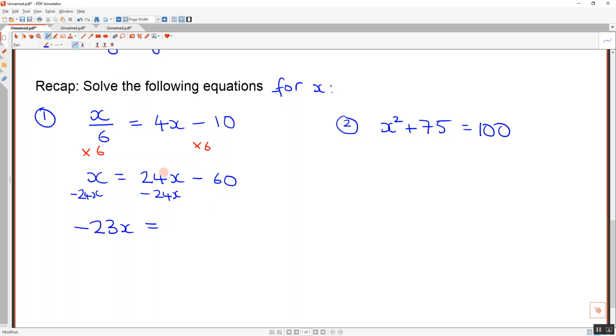And what am I left with on the right hand side then? Negative 60. Now what? Yeah, this is not going to give us a nice whole number, but that's not a problem. Yes, Sienna? Divide by negative 23.